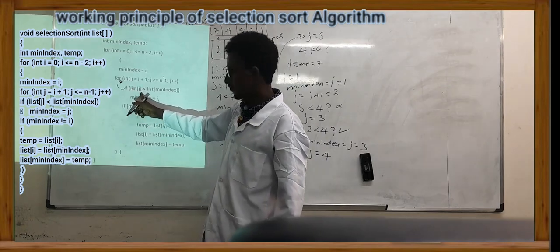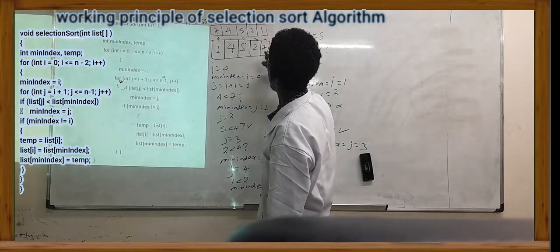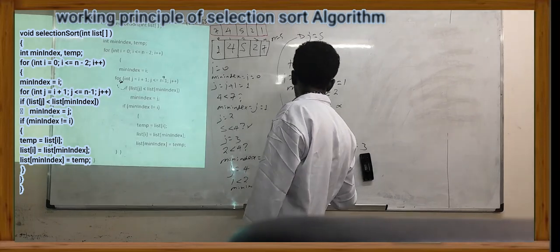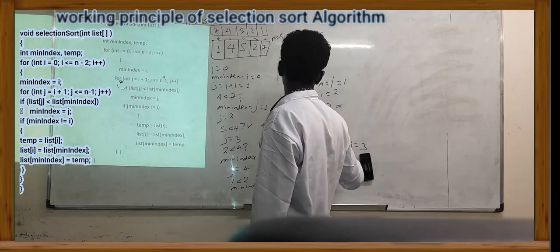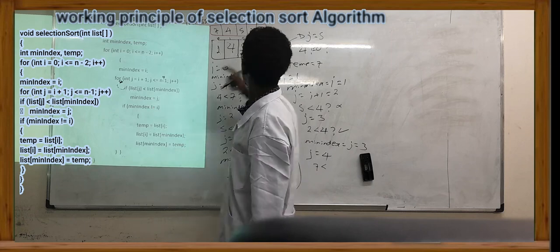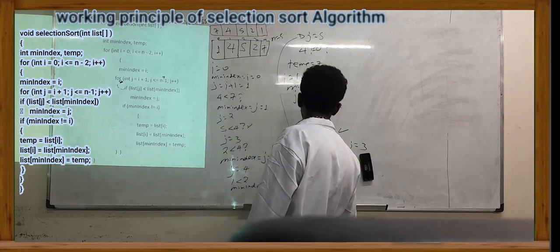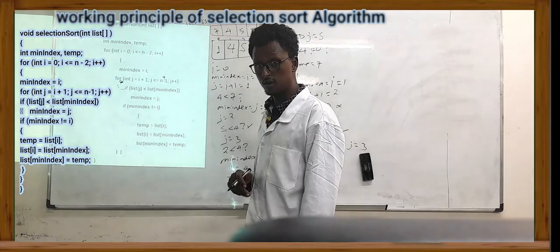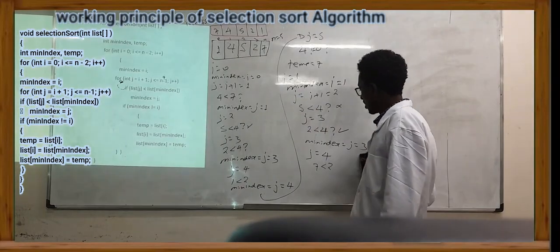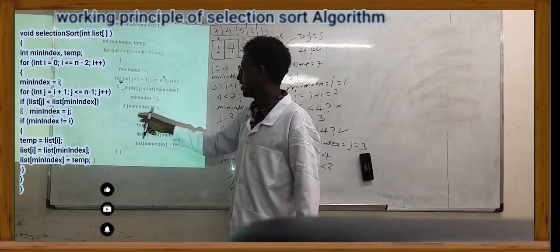Is list of j, that means list of 4? Where is list of 4? 7. Is 7 less than list of min index? Min index is 3. List of 3 is 2. Is 7 less than 2? Wrong. If this statement is wrong, we cannot change the value of min index.